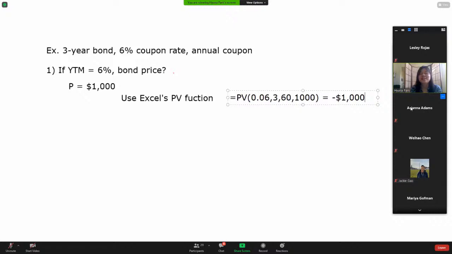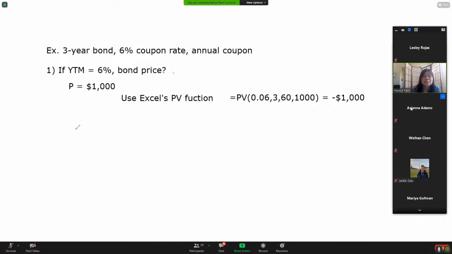Yeah, so you should have entered the 6%, 0.06, instead of 0.6. So 6% is 0.06. Okay. So my point is here: because the interest payment of 6% and the discount rate of 6% are the same, the bond price is equal to the par value. In terms of calculation, the equation looks easier.